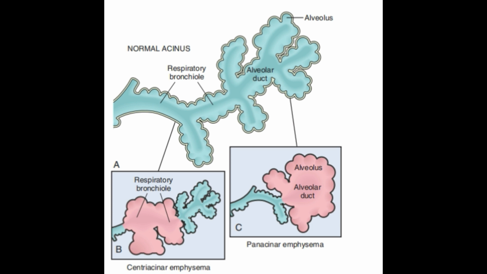The macroscopic features of centriacinar emphysema are less impressive. Until late stages, the lungs are deeper pink than in pan-acinar emphysema.